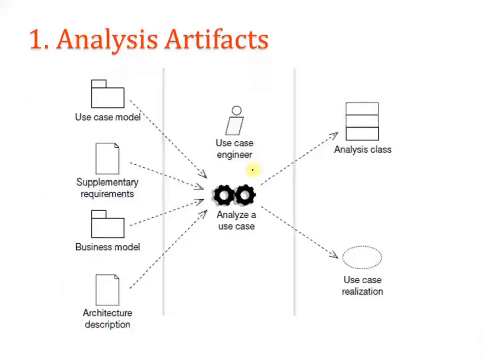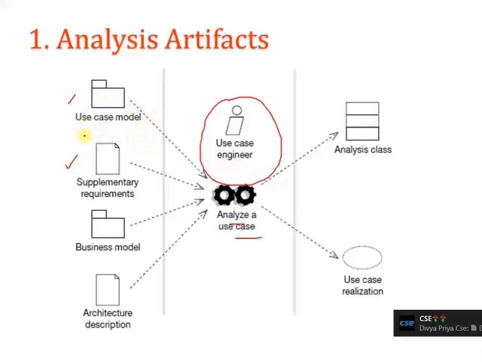Analysis artifacts. You can see in this diagram, the use case engineer is a person who is responsible to analyze a use case. For analyzing any use case, there are four different types of inputs. One is called the use case model, that is your use case diagram, and the next one is called supplementary requirements. The use case model concentrates on the actual core requirements. Apart from this, we also may include supplementary requirements, after which we'll be taking into account the business model. This is nothing but the actual class specification, and finally the architecture description. Using all these inputs, the use case engineer will analyze a use case.